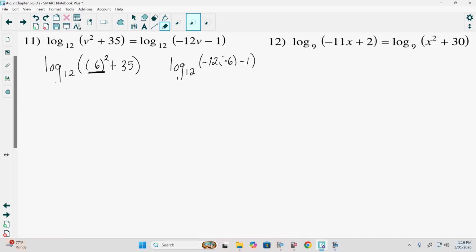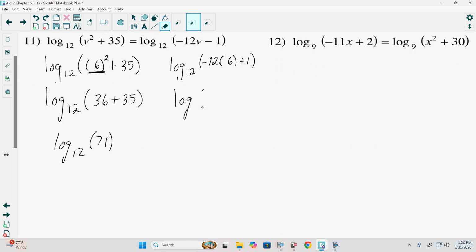What I'm curious about is positive 6. I think this might work. I'm going to plug in positive 6. No, it's not going to give us the right number. This here would be 36 plus 35, which is 71. This here would give us negative 72 plus 1. I can't have log of a negative.